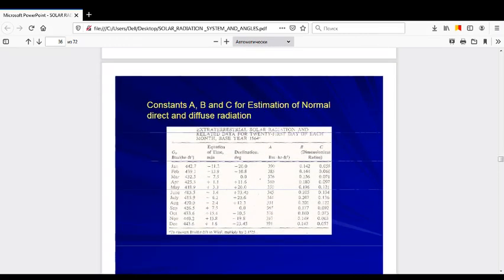Constants A, B, C for estimation of the normal direct and diffuse radiation. So these are the values for the different months: January, February, March, April, May, June, July, August, September, October, November. These are given at different times: equation of time, declination, angle and dimensions ratio. In this way these values are given.